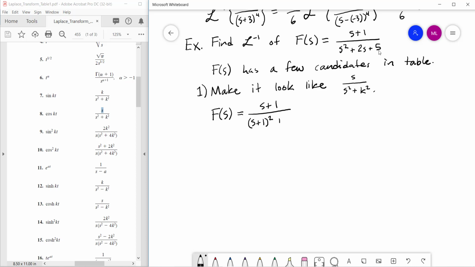But that means that I could rewrite this like this. This part over here is, again, s squared plus 2s plus 1. In the original function, we have s squared plus 2s plus 5. That means I need to add an additional 4 to this FOILed out version of what we've got here.